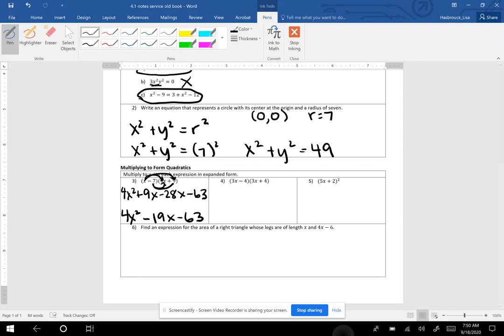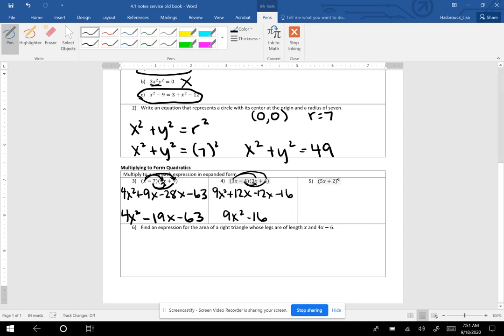For the next one, we'll follow the same process. 3x times 3x is 9x squared. 3x times 4 is 12x. Negative 4 times 3x is negative 12x. And negative 4 times 4 is negative 16. So we get 9x squared minus 16 is our final answer because those middle terms cancel out.